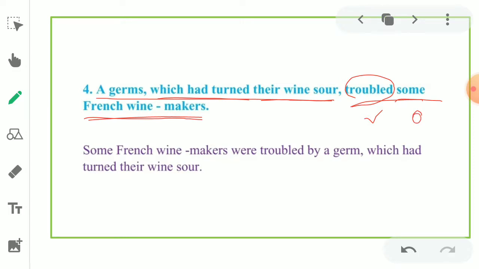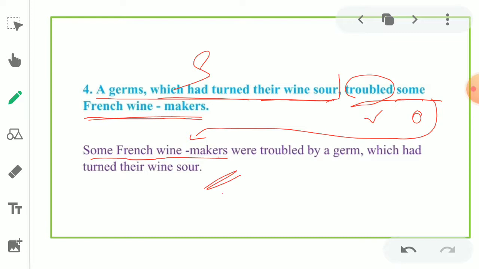Then some French winemakers is the object. So what is the subject here? This part is the subject. You take some French winemakers as the subject in the passive. After writing this, you can say makers. Some French winemakers is in plural form. That's why the tense is past, so you take were.